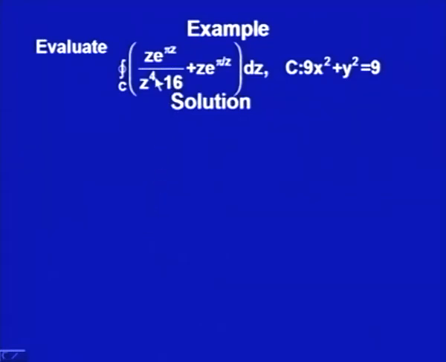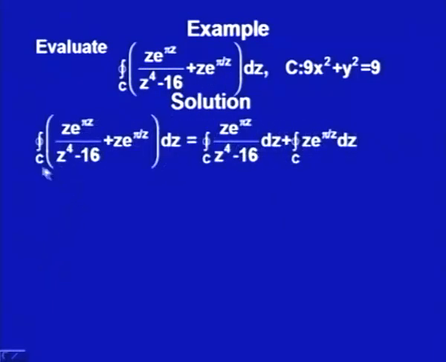See this function first. This function is sum of two functions. So, first we will write this integral as the sum of two integrals. Z e to the power pi z upon z to the power 4 minus 16 plus z times e to the power pi by z, this integral with respect to dz on this contour C. The contour C is ellipse, and of course, whenever we are talking about the close, we are talking as a convention positive orientation.